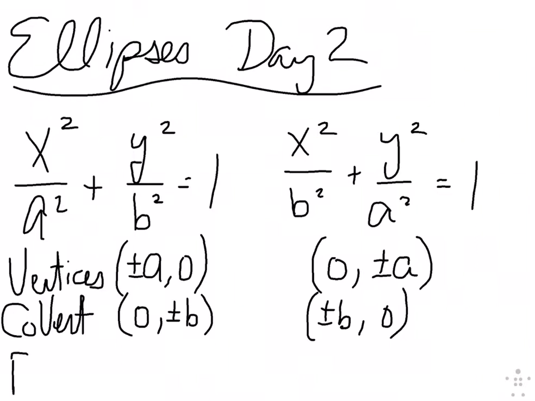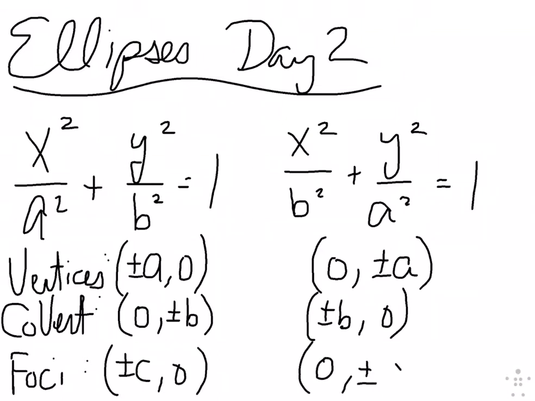Then your foci depends on where your vertices were located. This will be plus or minus c and then 0. And this one will be 0 and plus or minus c. The foci are always going to be in the same either x or y spot as whatever your a was. Okay? Do you remember the formula I gave you to find c? a squared minus b squared. Okay? Don't confuse that with the diagram here.